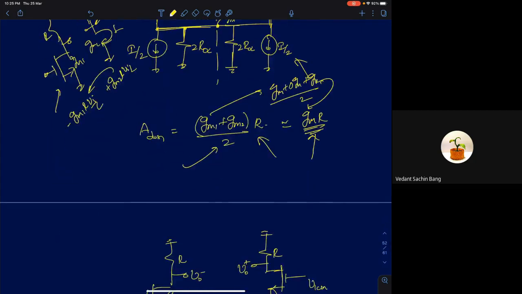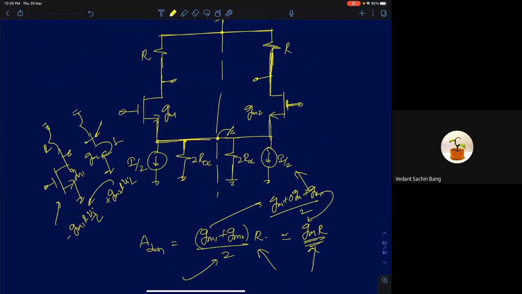Fine. Now, one of you is asking, this node is at AC ground for differential? Yes, I'm finding differential gain. That's why I assume that node to be close to ground. The next step is to find the common mode gain.